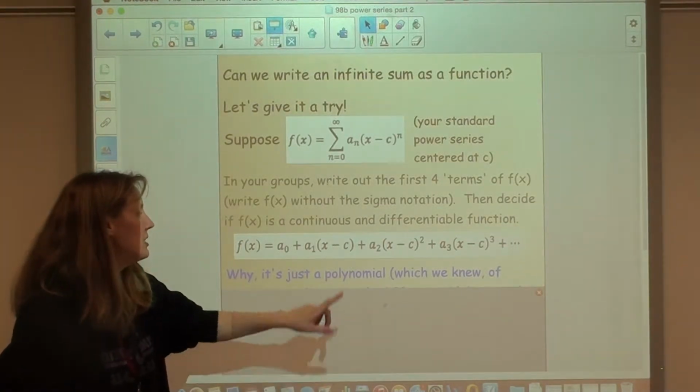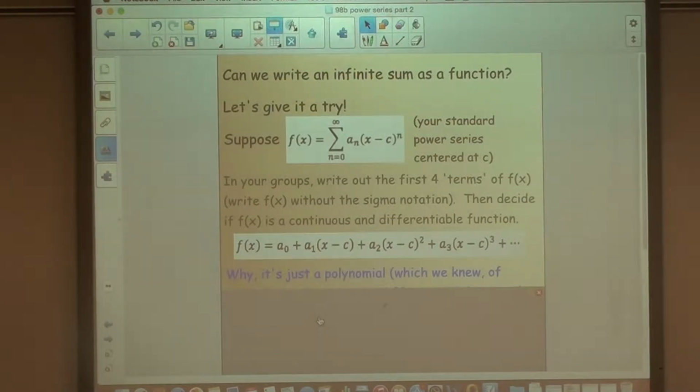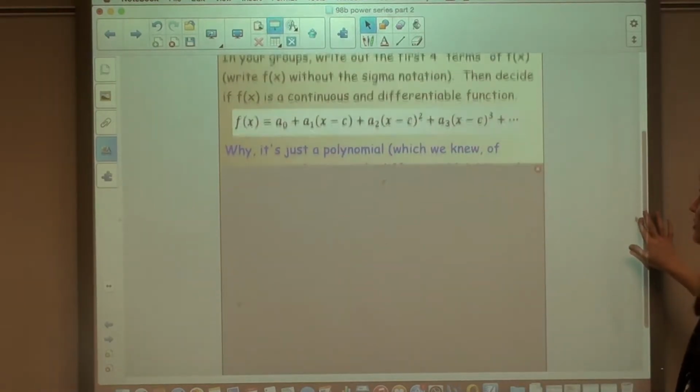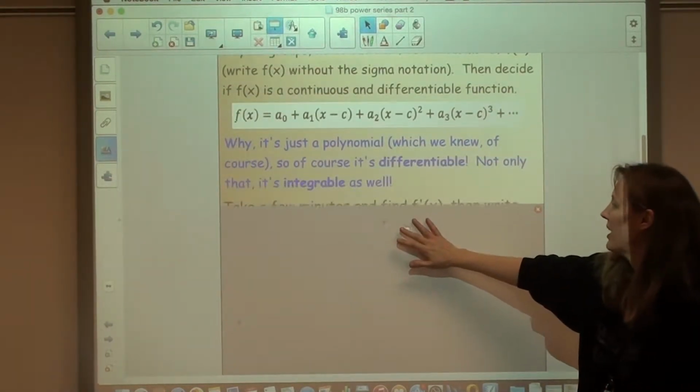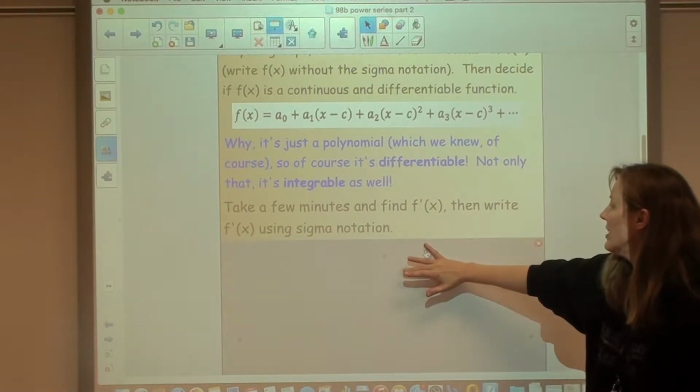Now let me ask you a question. Since this is a polynomial, is it differentiable? Yes. Are you sure? Is it continuous? Yes. So it's differentiable? Yes. Is it integrable? That really is a word. Can we integrate it? Yeah. So we can differentiate this and integrate it? Sure. Are you sure? Yes, of course. All polynomials can be differentiated and integrated, right? And integrable is a word, right? It's like differentiable.